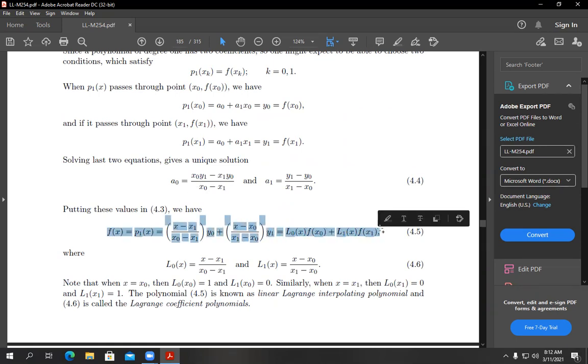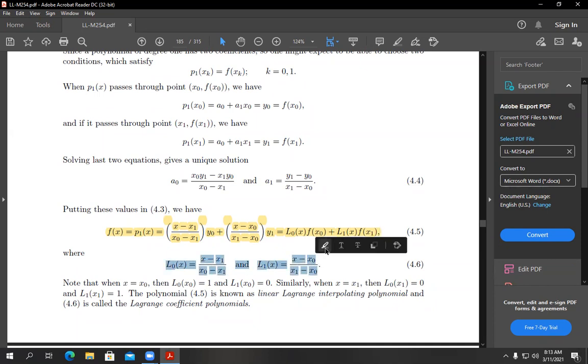This is called the linear Lagrange interpolating polynomial, which is L0(x) f(x0) plus L1(x) f(x1). You are given f(x0) and you are given f(x1). The unknown coefficients of Lagrange are L0 and L1, and you have to calculate them. For this, you have to remember the formula. This is the formula we have here now.